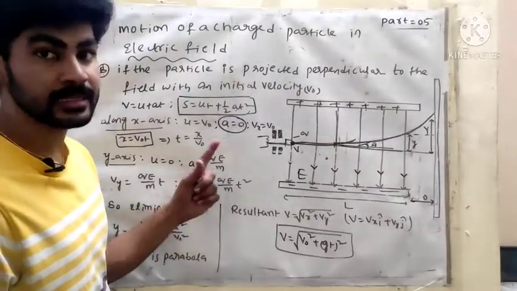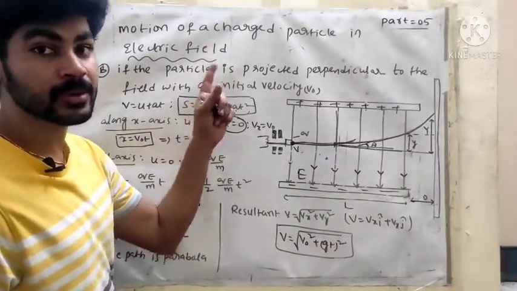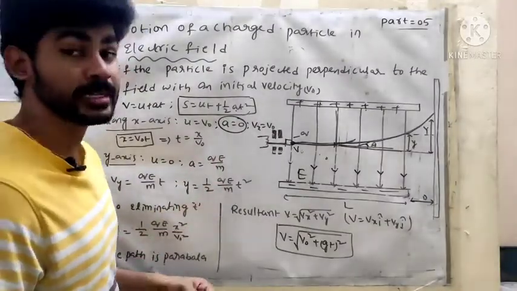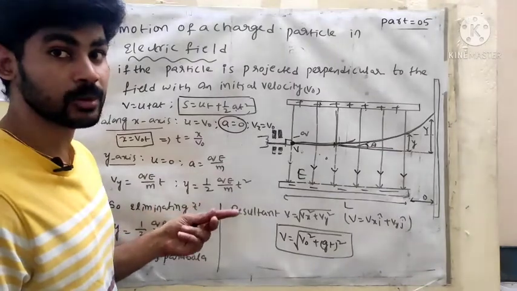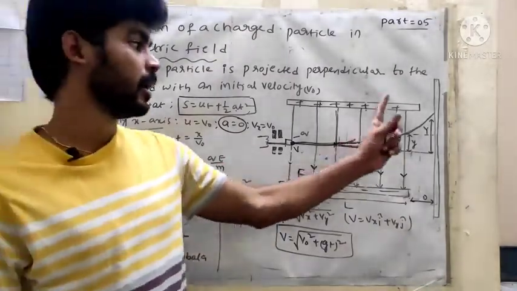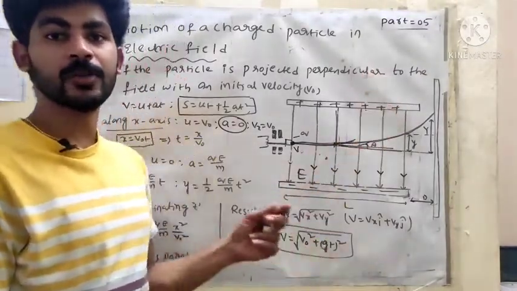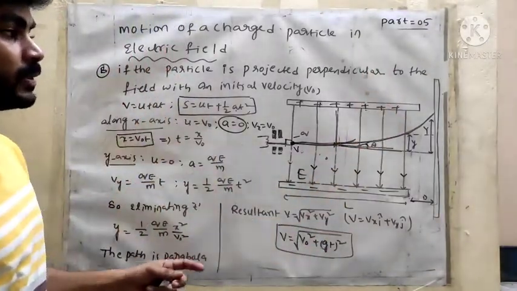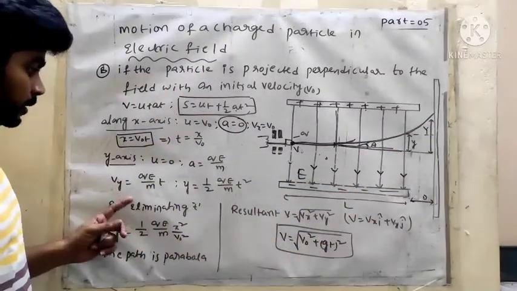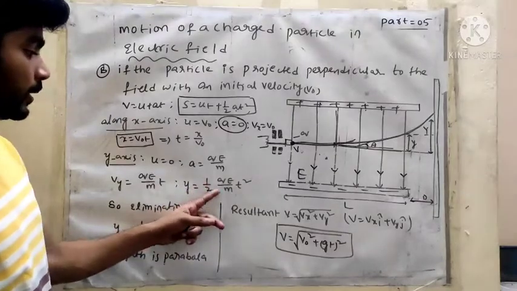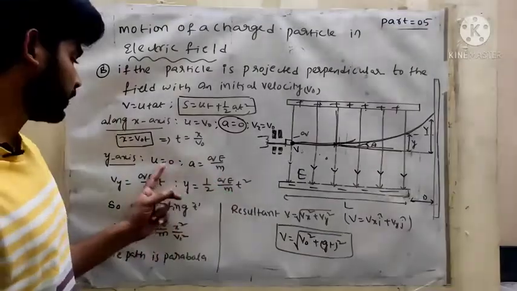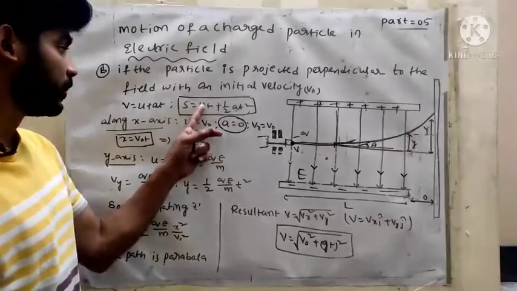Vertically it has acceleration, and that acceleration a is equal to qE by m, because a is equal to F by m, the formula we discussed in the earlier concept, and F is equal to qE. Here I am also calculating the vertical displacement. Again S is equal to ut plus half at square, and here it covers the y distance, so I am writing y. y is equal to half a t square, that is half qE by m into t square, because the initial velocity is 0.